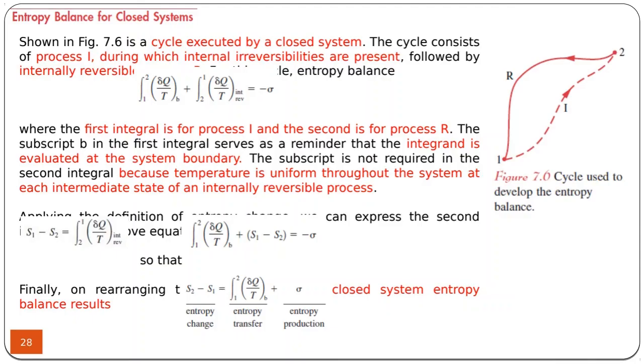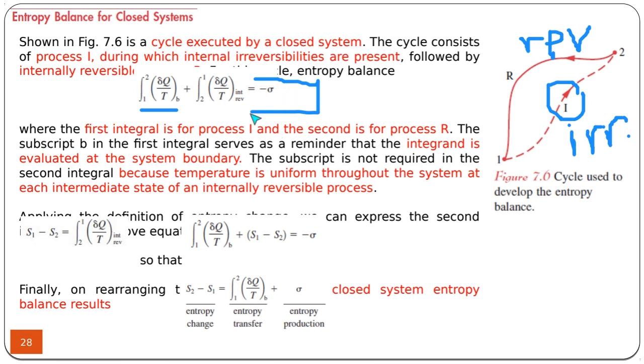The energy balance for closed systems must include an entropy production if the system is irreversible. So by including the irreversibility, you can calculate the total integral of the system as the integral from 1 to 2, which is irreversible, and the integral from 2 to 1 is reversible. And the sum of the integral will be minus sigma. Sigma is entropy production.